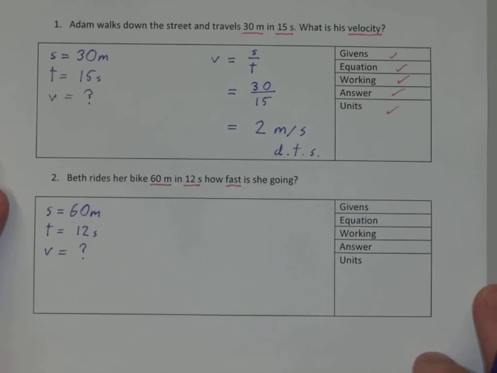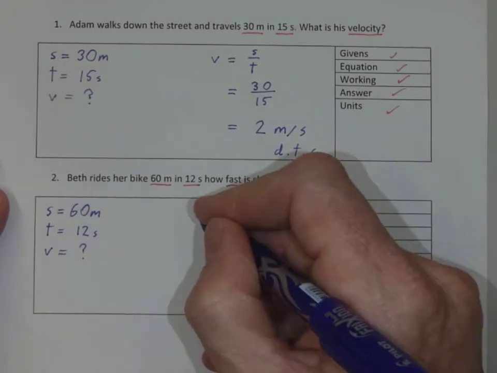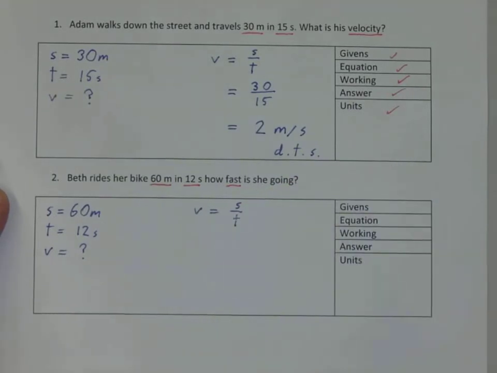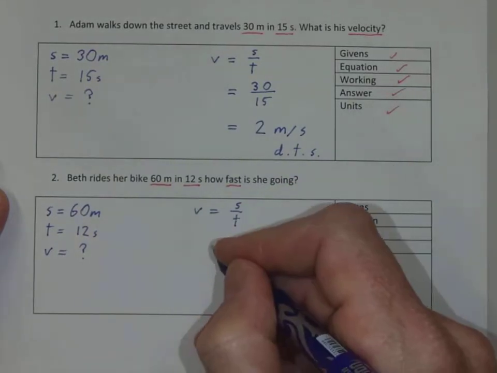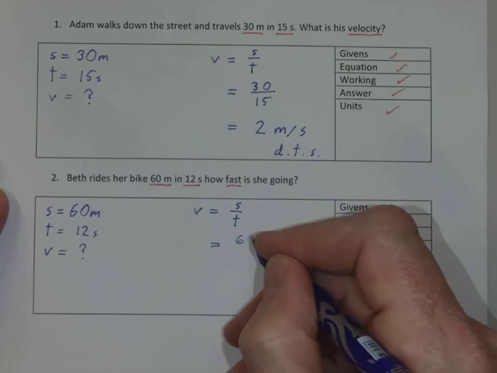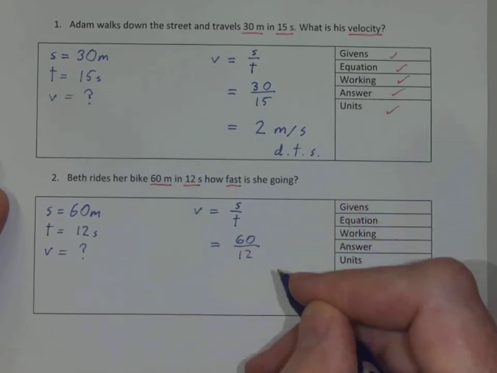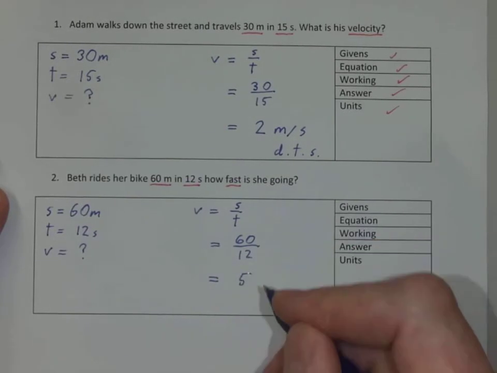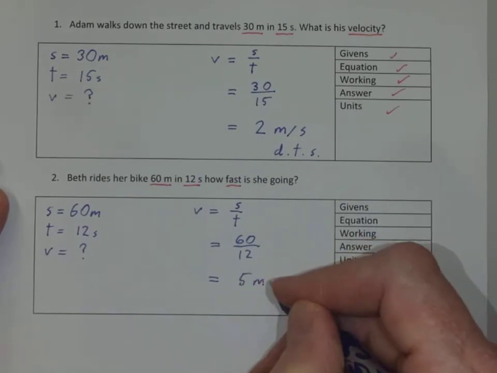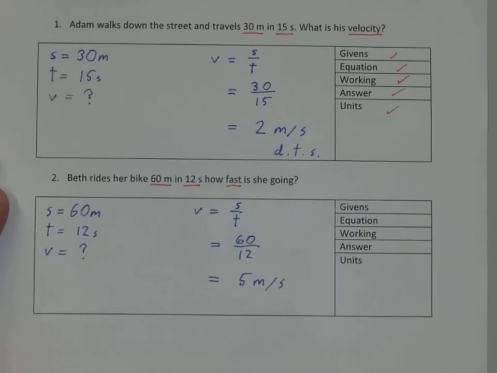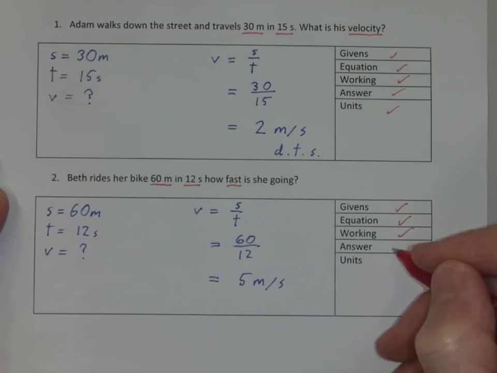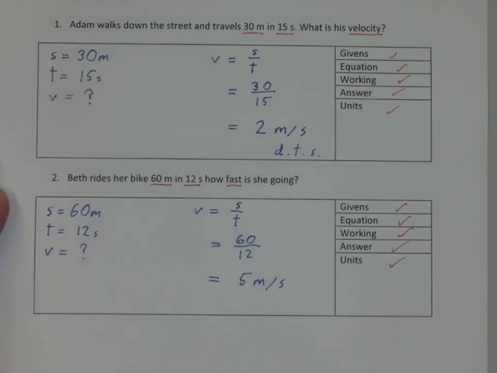Now we have to choose an equation. Well, I think we'll go with the speed equation again. V equals S over T. So we declare the equation. We show our working, 60 over 12. We give our answer, 60 divided by 12 is 5. And we don't forget our units, meters per second. So we have listed our givens, shown the equation, shown the working, given the answer, and we haven't forgotten the units.